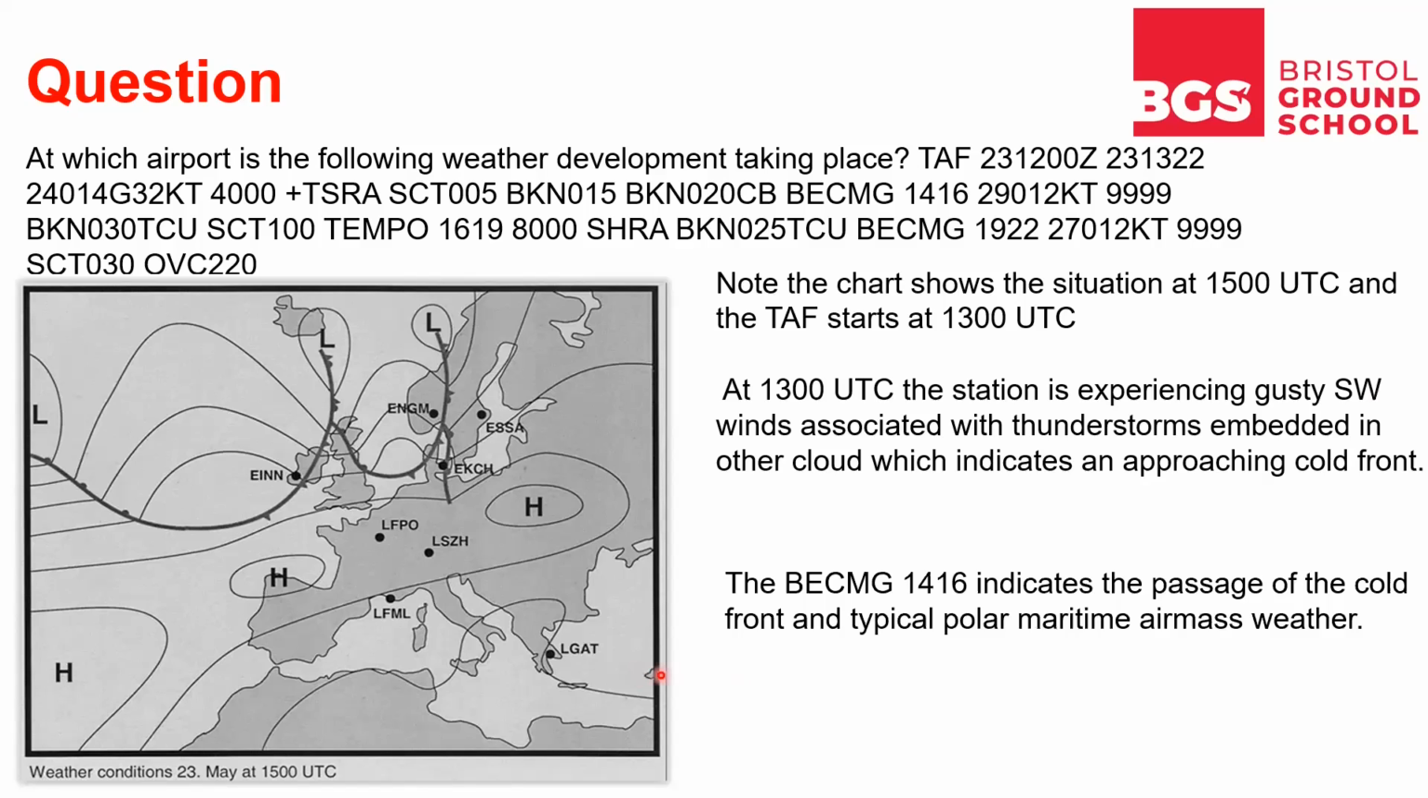So if you look at all of the different options, ESSA is well ahead of a low pressure, partly occluded system. LSZH is Zurich, that's under a ridge of high pressure. And at 1500, EKCH, Copenhagen Kastrup, is actually going to be just in the warm sector behind a warm front. So the only airfield that would have these conditions or those forecast conditions would be answer B, EINN, Shannon in the southwest of the Republic of Ireland.